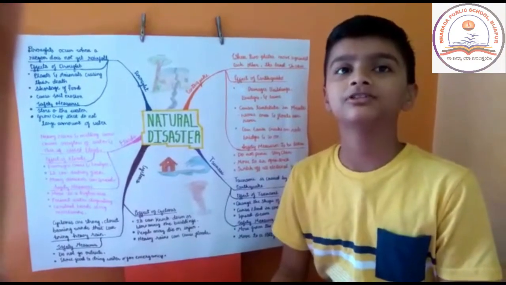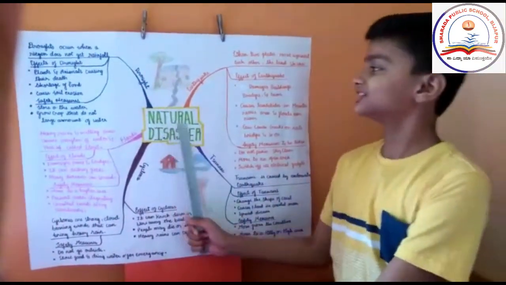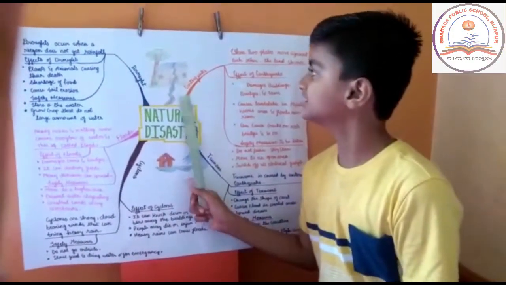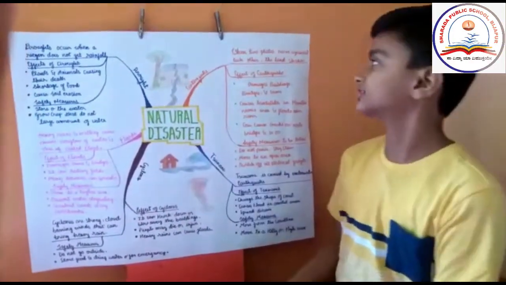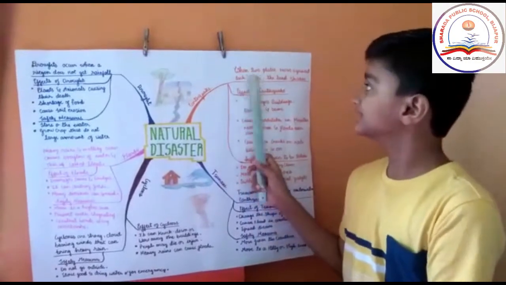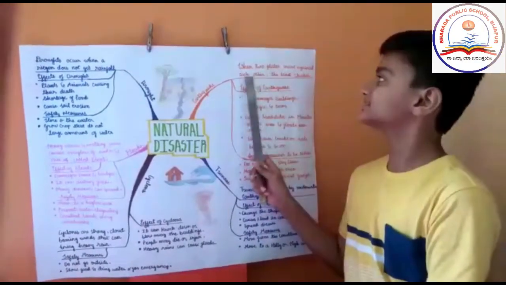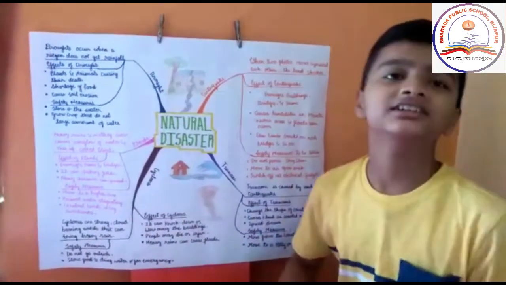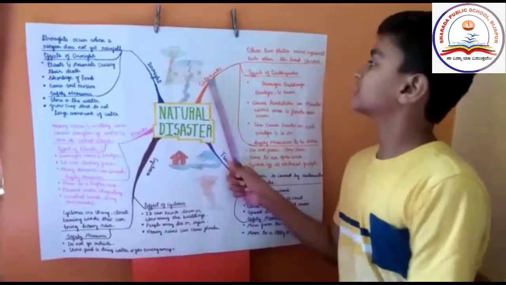Today I'm explaining about the topic natural disaster. So let us start. The first natural disaster is the earthquake. Earthquake means when two plates move against each other on the earth's surface, the land shakes. This is called an earthquake.